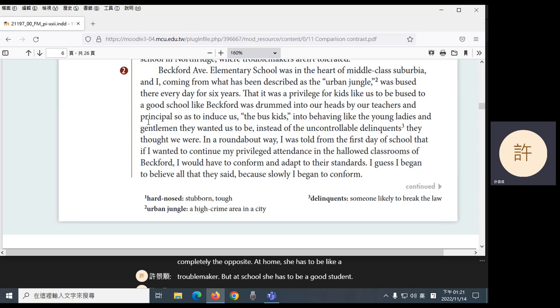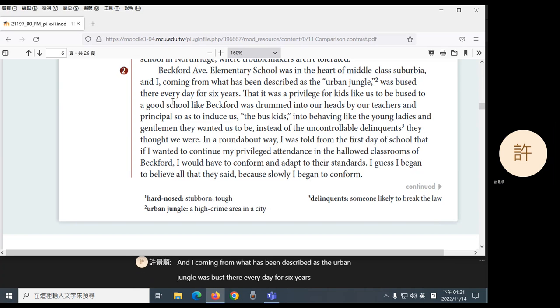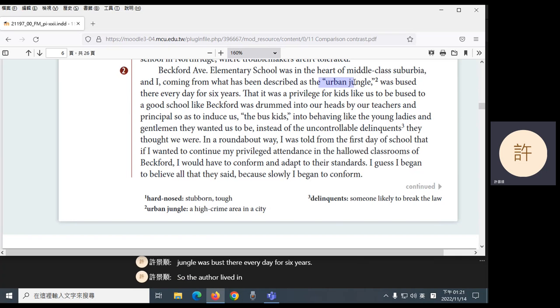Beckford Avenue Elementary School was in the heart of middle-class suburbia, and I, coming from what has been described as the urban jungle, was bused there every day for 6 years. So the author lived in the middle of the city, urban jungle, 都市丛林, but she went to school in middle-class suburbia, 中产阶级住宅区. And so in fact, she was bused to school, which means that she took a special bus that went across school district lines. 还是跨区就学.